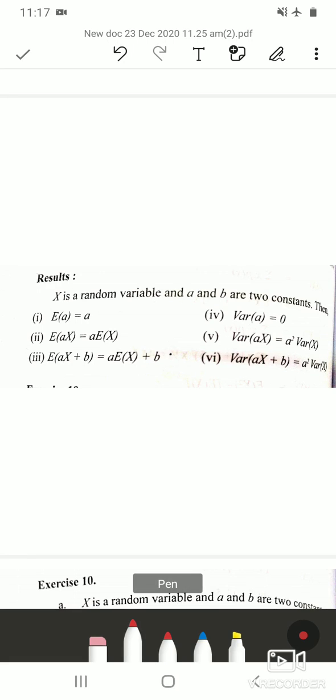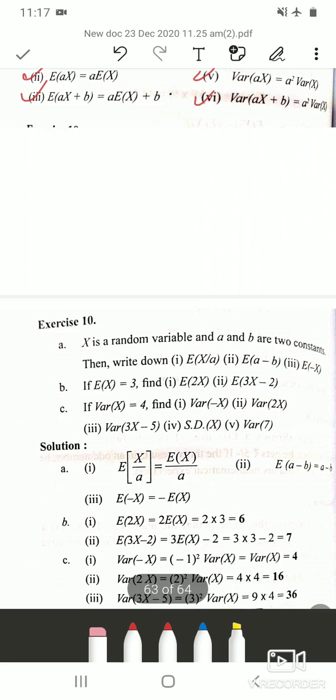So in the previous video we had seen some of the important results of random variables. There were 6 results. I hope you have gone through those results. Now let us solve a few problems based on these results.